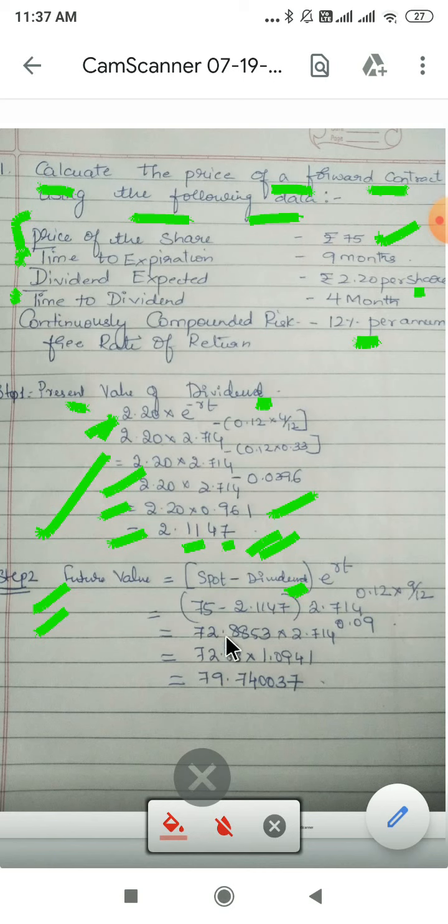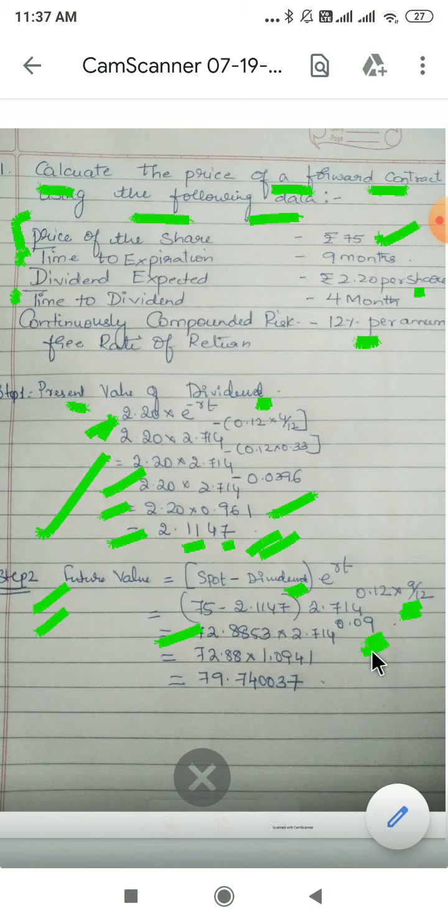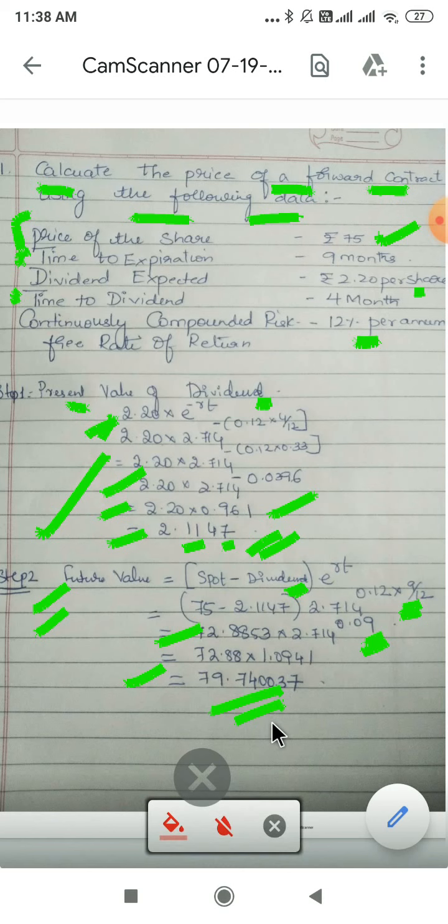Now I have taken 75 minus 2.11, and I am getting 72.8853. Now 2.714 to the power of 0.12 into 9 by 12 will give you 0.09. So you do 72.88 into 1.0941. If you calculate 2.714 to the power of 0.09 on your calculator, and then 72.8 into 1.0941, you will get the answer of 79.740.